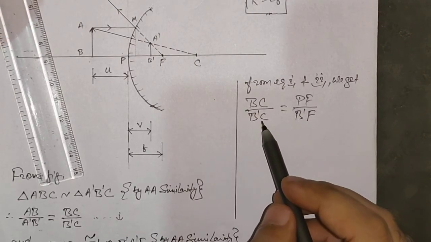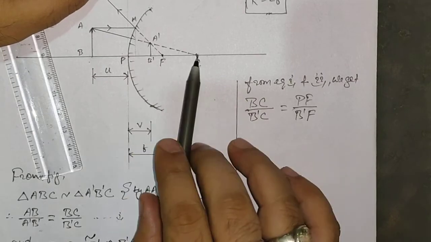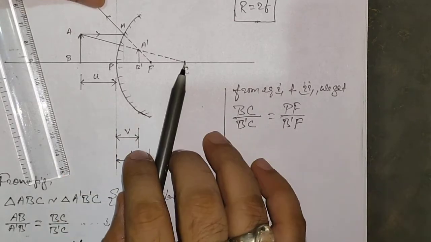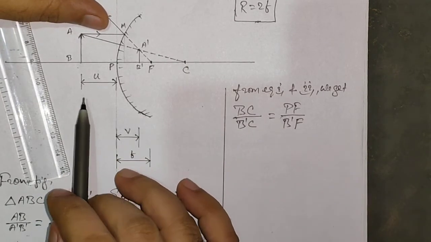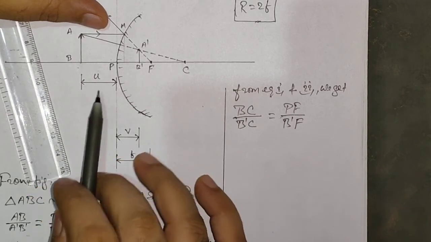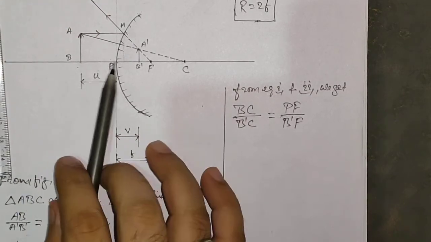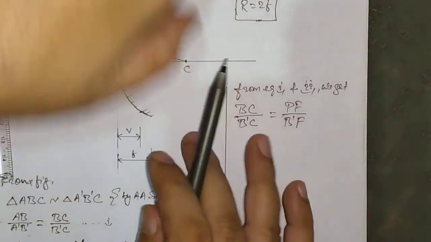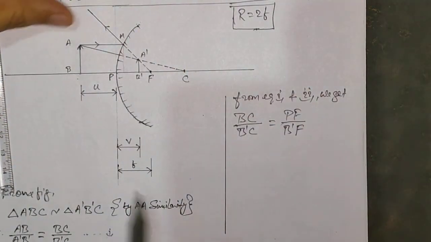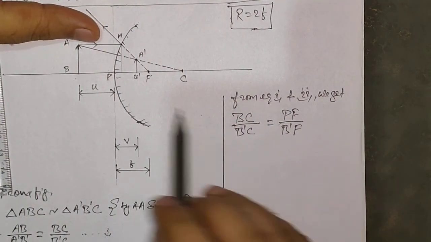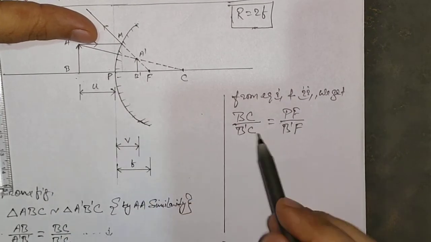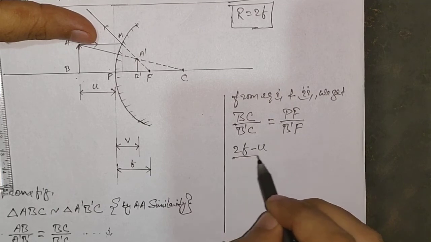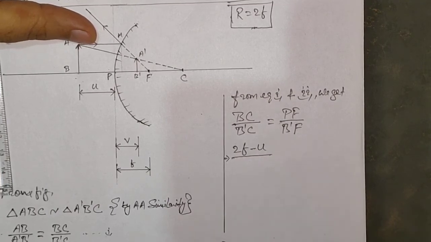Before putting the values of u and f, let us apply the sign convention too. So BC can be equal to u plus 2f. You can see easily that this u is taken on the negative side, and this 2f is going to be on the positive side. It is along the ray, and it is opposite to the ray. So u should be in minus. So we need to write 2f minus u. So BC is equal to 2f minus u. In place of BC, we have replaced it with our required value.